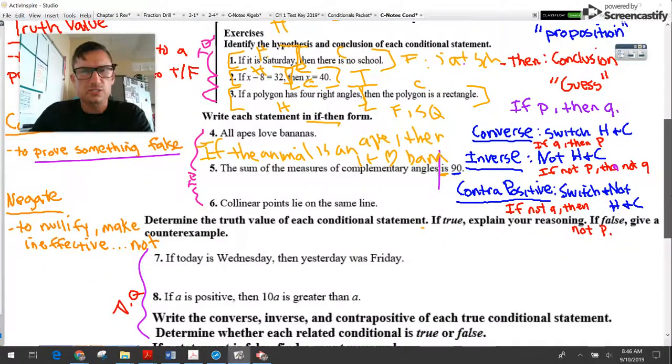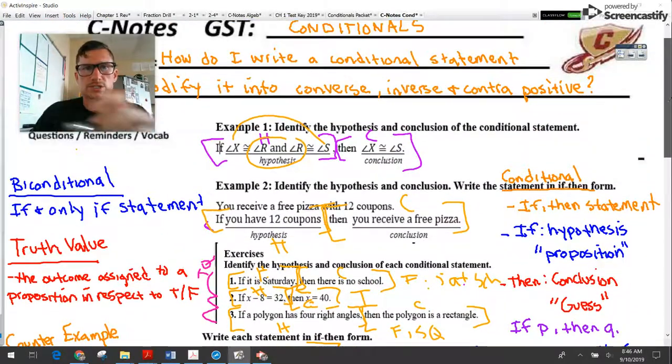So that's what is a conditional statement, and that's identifying H and C, and then taking a general statement and turning it into a conditional statement. So now let's look at the second part of the EQ, and that's how to modify it to converse, inverse, contrapositive.